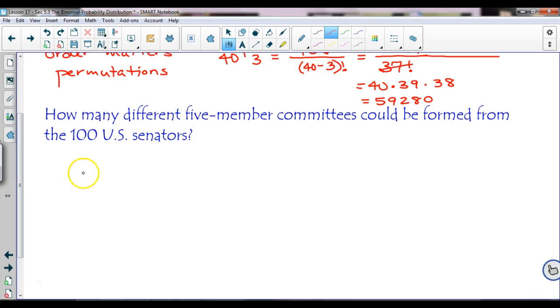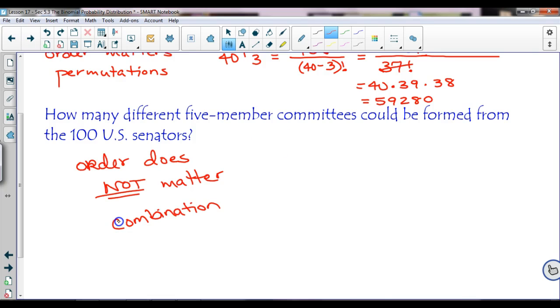Whenever they have these little committees of 5 people, how many different committees could there be? Does order matter? I would say no. Order does not matter, right? If you're on the committee, you're on the committee. It doesn't matter if you're picked first or last, right? Order does not matter. So that should help me, right? Is it a permutation or a combination? It's a combination.